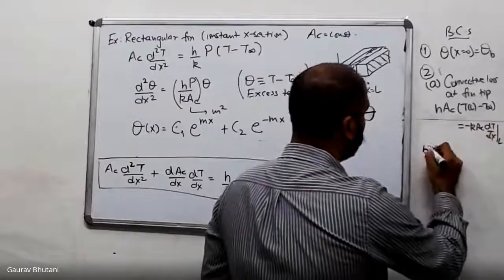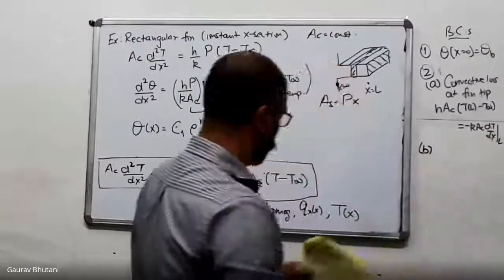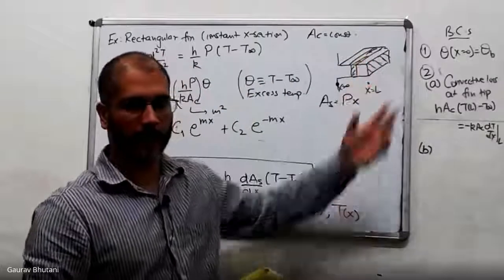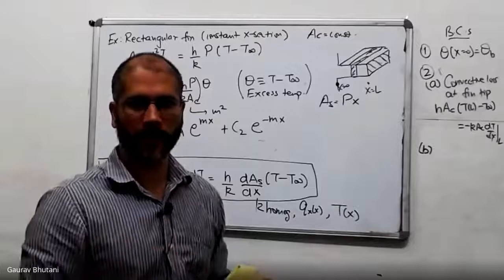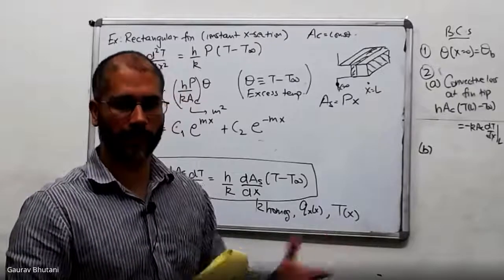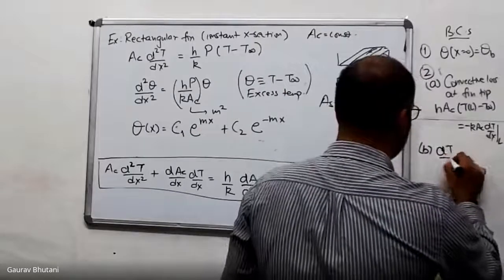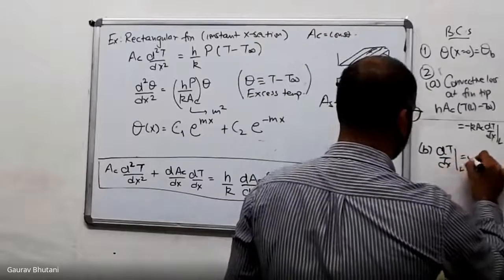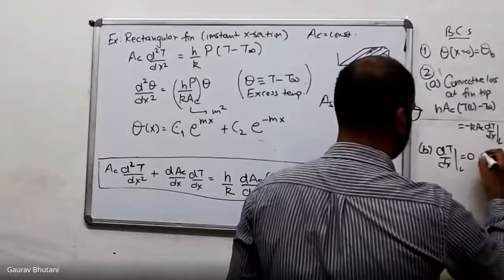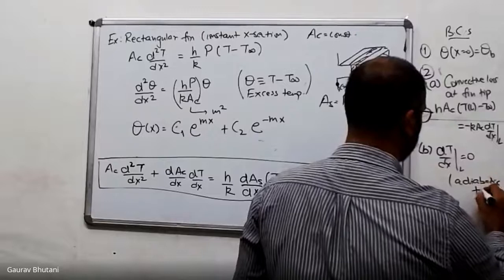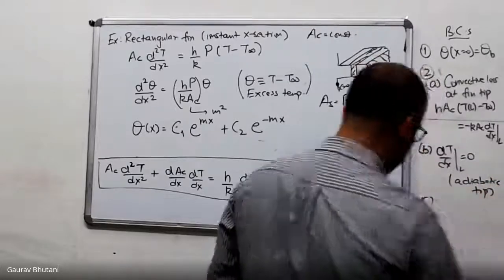The second one: it could be that the tip of the fin is adiabatic. For some reason there is no heat loss possible from the tip of the fin. That's an adiabatic situation. In that case, dT by dx at x equal to L becomes 0. So you call it the adiabatic tip.